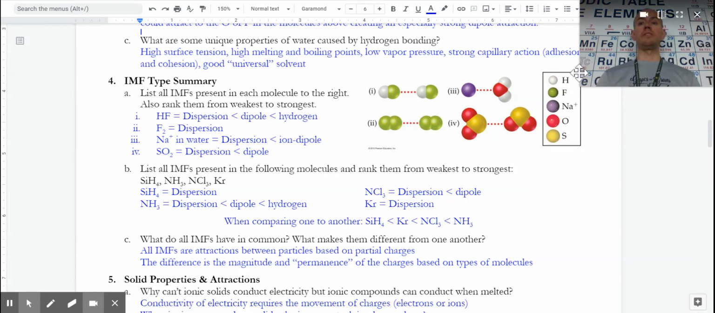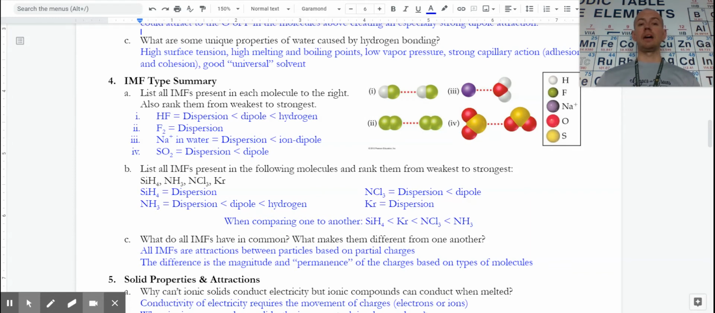So here we've got a key for our drawings to recognize that here I have a pure sample of HF. That has dispersion forces because there's molecules, dipole forces because the polarity is large enough, and hydrogen bonds because the H is directly on the F. F2 has only dispersion forces, no polarity, obviously no hydrogen.